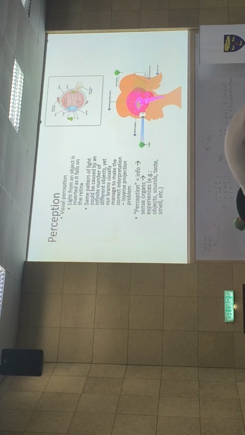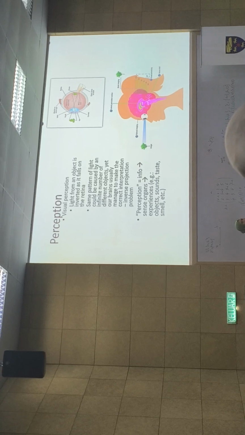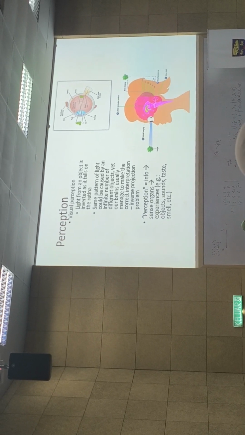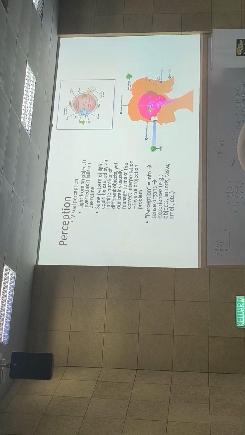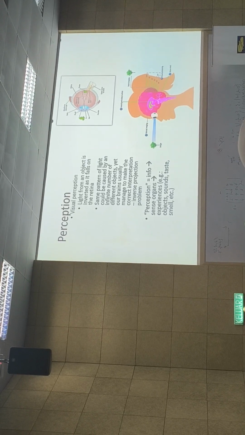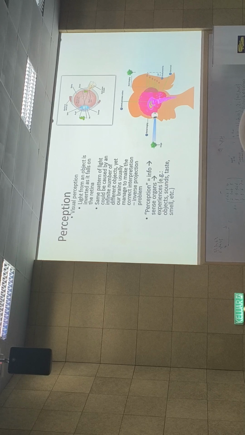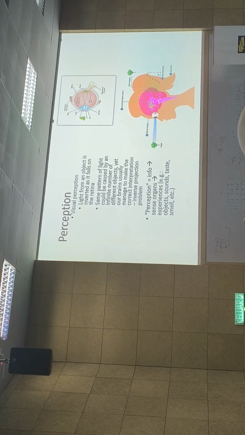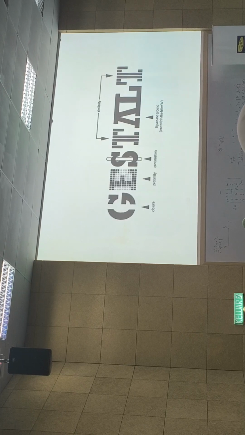Okay, so when we talk about perception, it's basically getting light into our eyes and then it gets processed in our brain for us to actually make sense of the different signals that come through our sensory organs so that we can actually have some kind of experience. Okay, so that is the definition of perception.